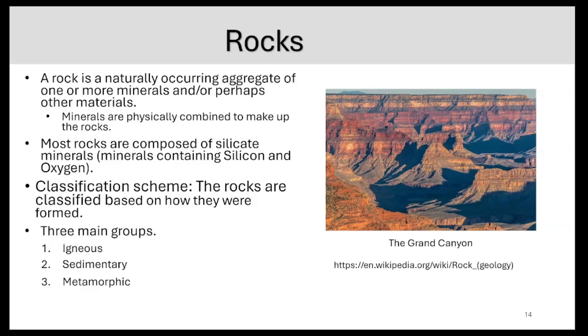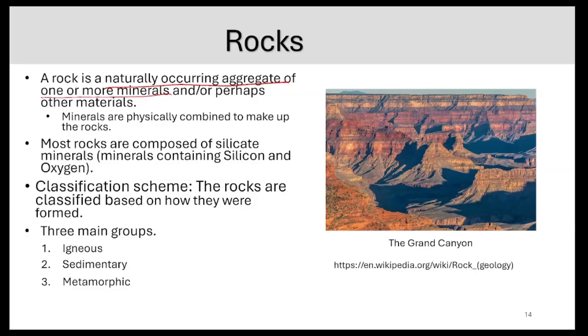Now let's move from the building blocks called minerals to the structure they form, and we call it rocks. Simply put, a rock is a naturally occurring aggregate of one or more minerals. A rock can be one mineral or more than one mineral.